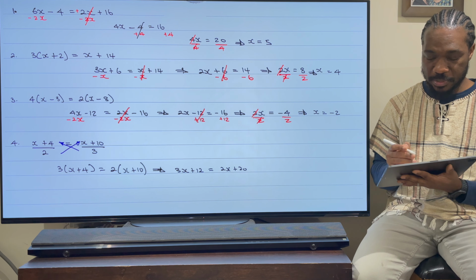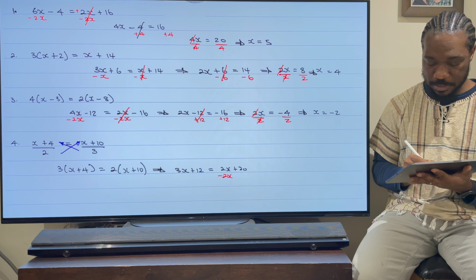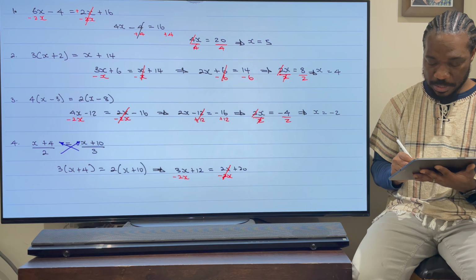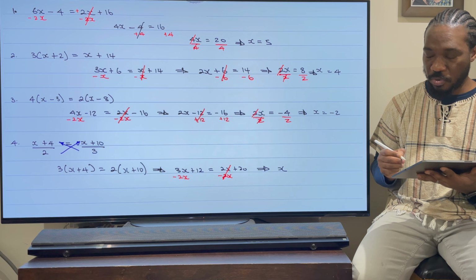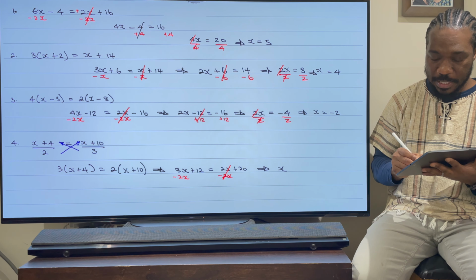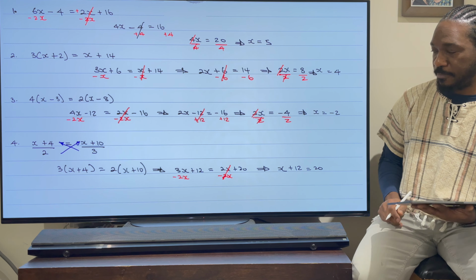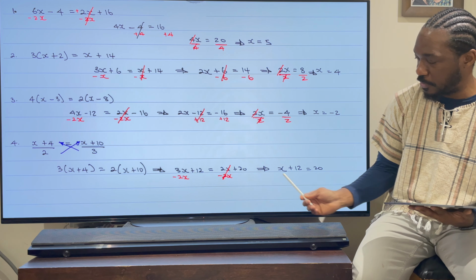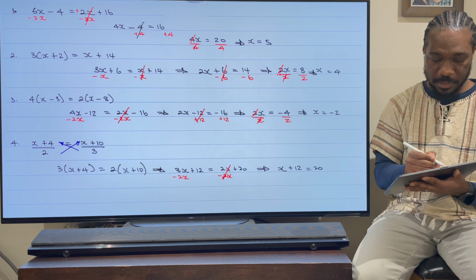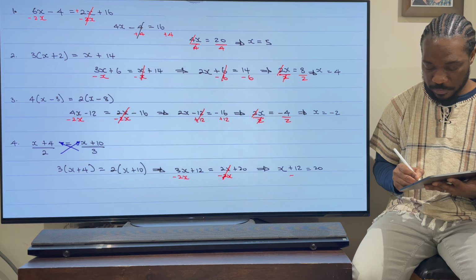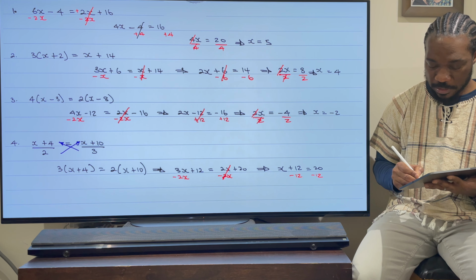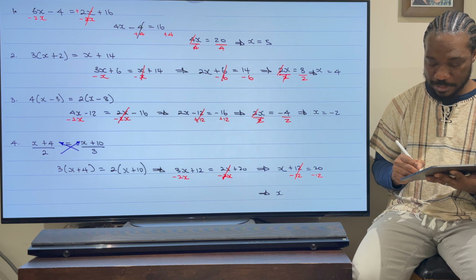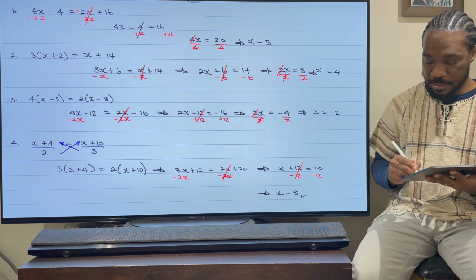I've got x on both sides, so take away the 2x, take away the 2x, that will cancel out, and so that will imply that I'm going to have 1x, or x, add 12 is equal to 20. Now I'm going to take away this 12 here, so I take away 12 and take away 12 there. That will cancel out, becomes 0. So that means that x will equal 8. And this is now finished.